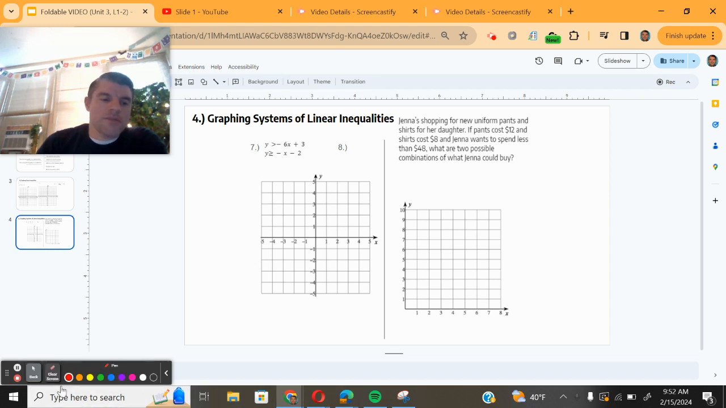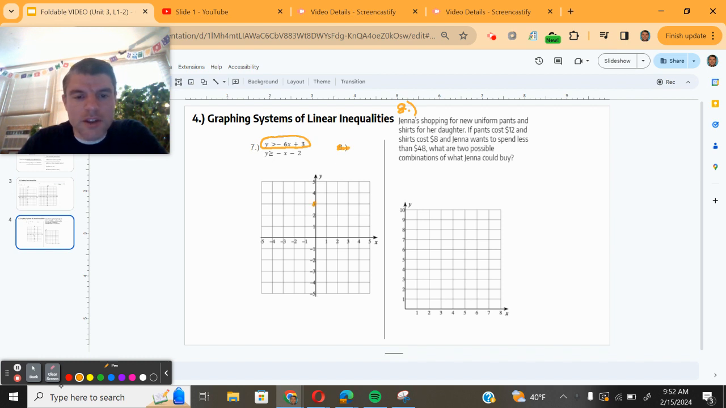All right, so I'm going to have to graph the system because there's more than one. Oops, that 8 should be over here. Okay, I'm going to have to graph because there's two of them. I'm going to graph this first one in orange.